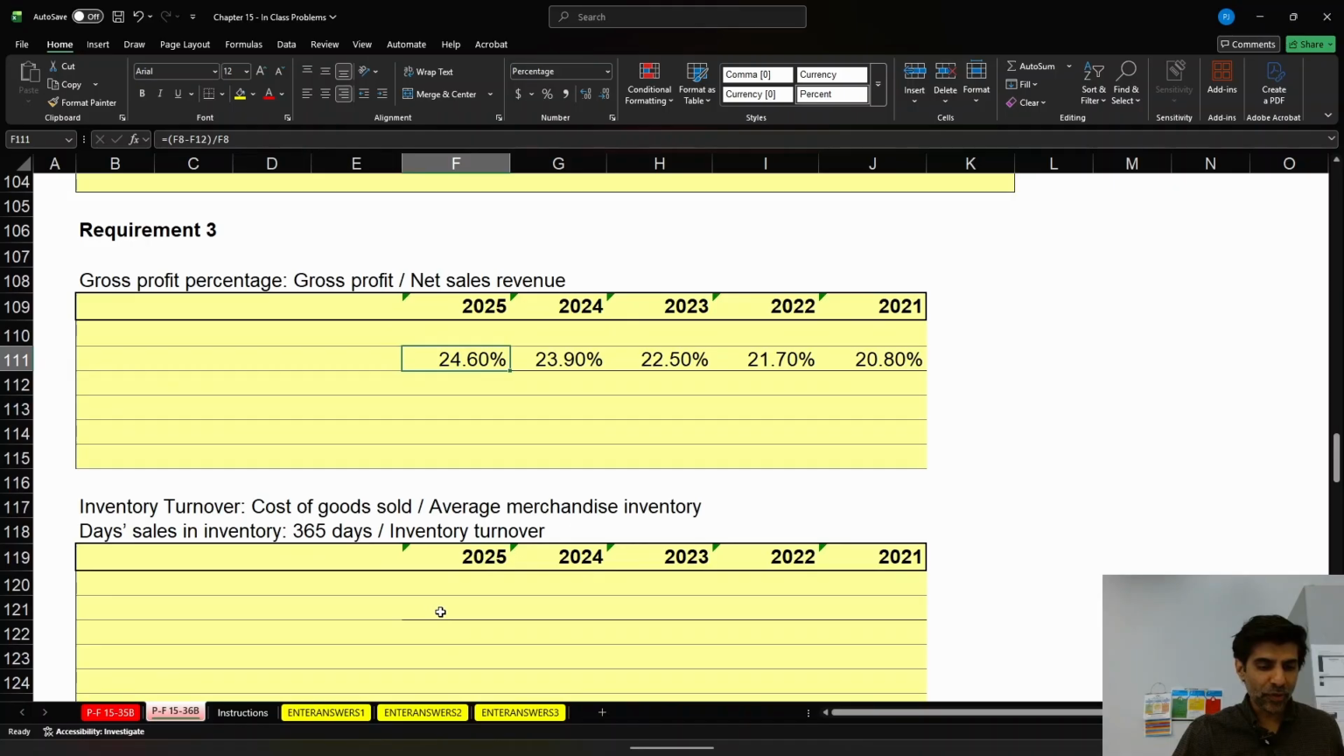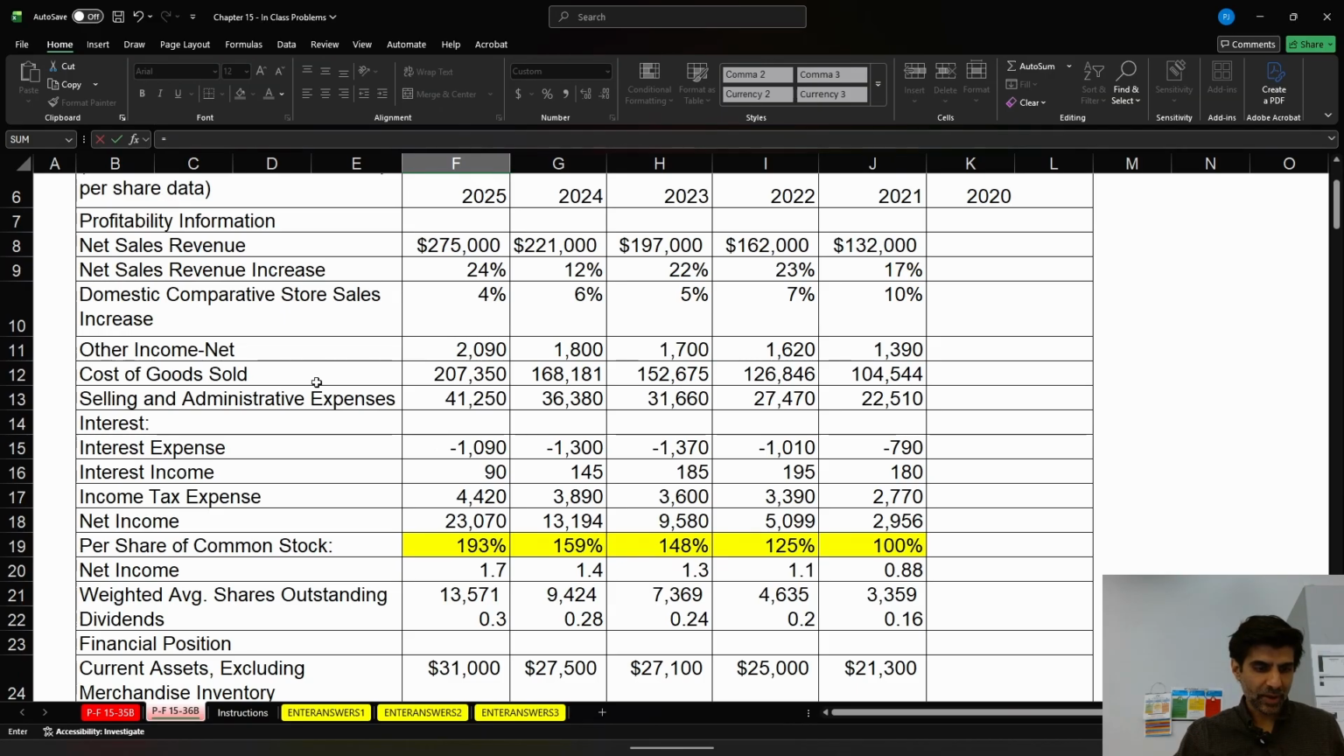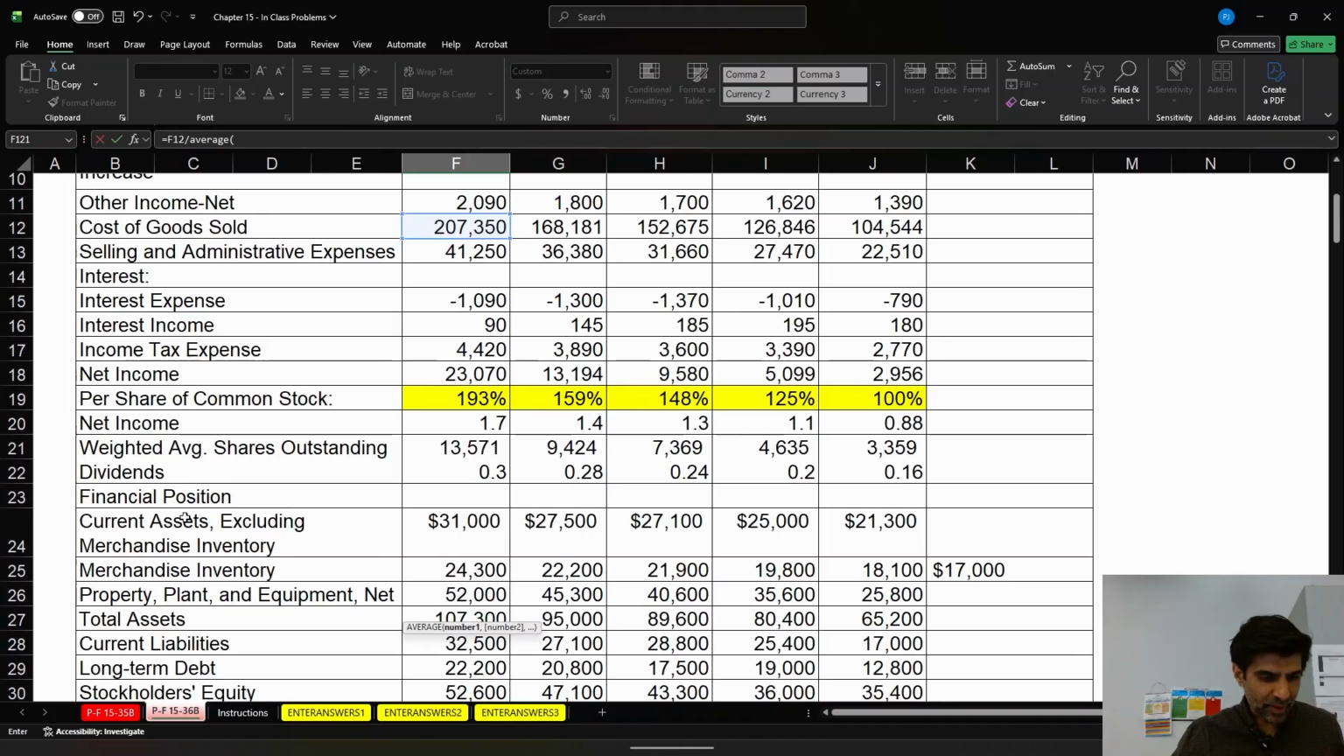The inventory turnover is equal to cost of goods sold, which is, again, here, cost of goods sold, divided by our average inventory. So I'm going to use the average function. And the inventory, you can see current assets excluding merchandise inventory is one line, and then the second line is merchandise inventory. So I'm going to take, again, the average of the beginning year and ending year balances.